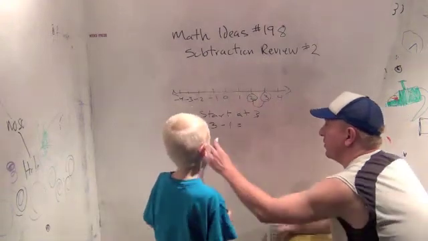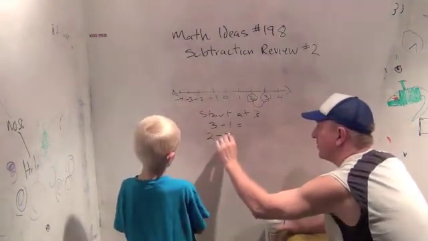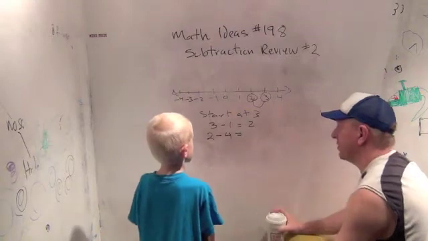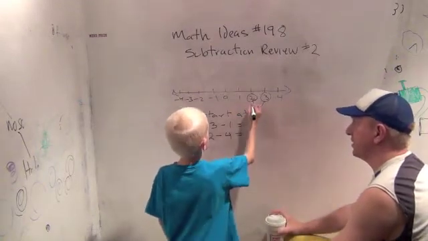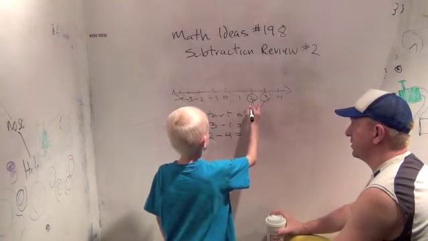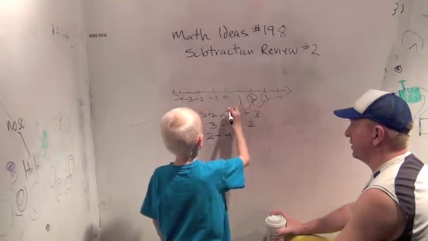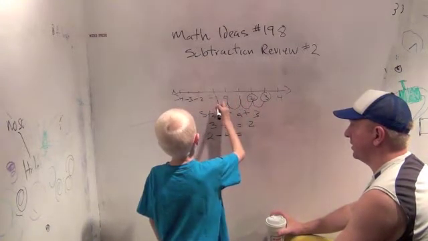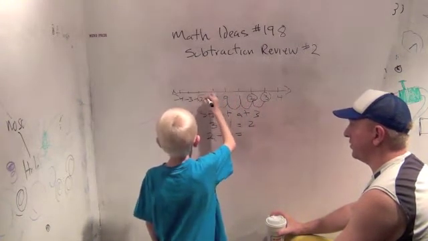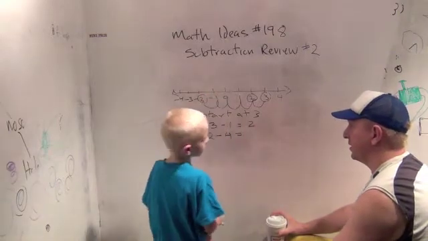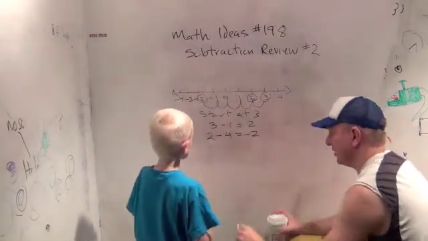So what is 2 minus 4 going to look like? Start at 2. And 1, 2, 3, 4. So 2 minus 4 is? 2 minus 4 is minus 2. Minus 2. Oh, how interesting.